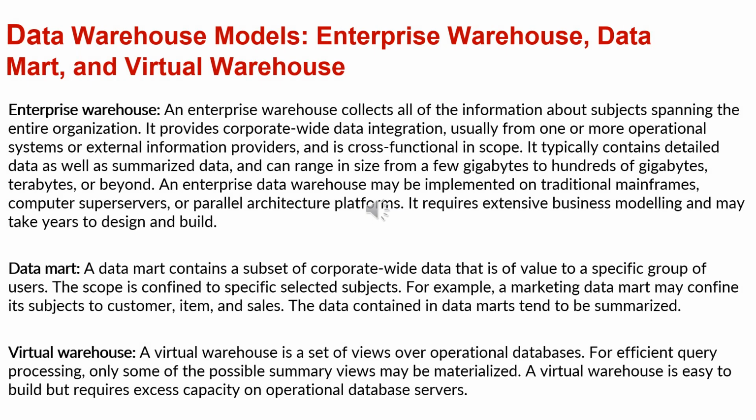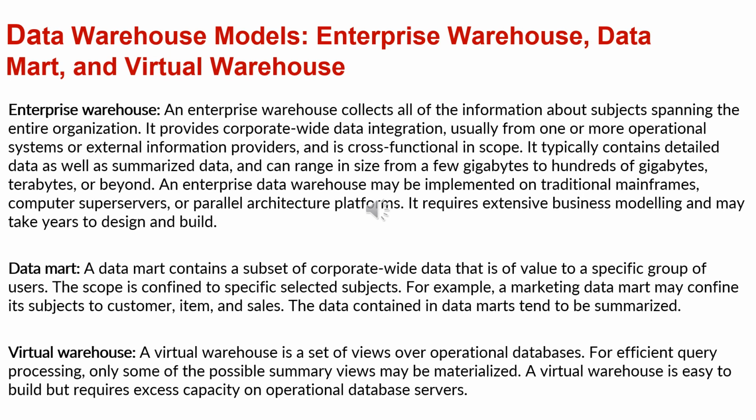From the architecture point of view, there are three data warehouse models: the enterprise warehouse, the data mart, and the virtual warehouse. An enterprise warehouse collects all of the information about subjects spanning the entire organization. It provides corporate-wide data integration, usually from one or more operational systems or external information providers, and is cross-functional in scope. It typically contains detailed data as well as summarized data and can range in size from a few gigabytes to hundreds of gigabytes, terabytes, or beyond.